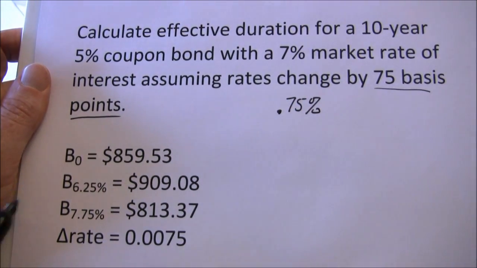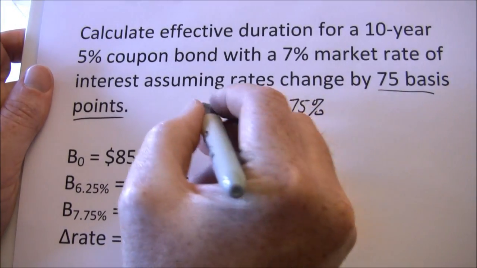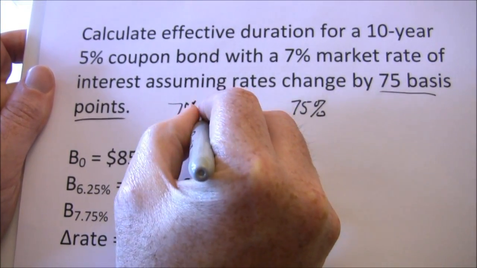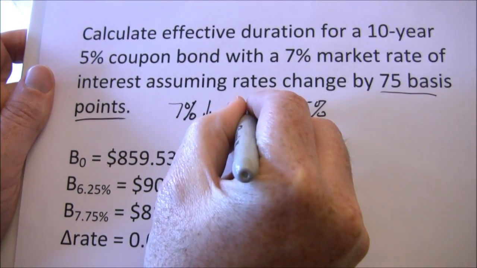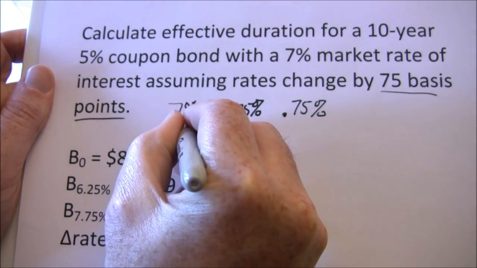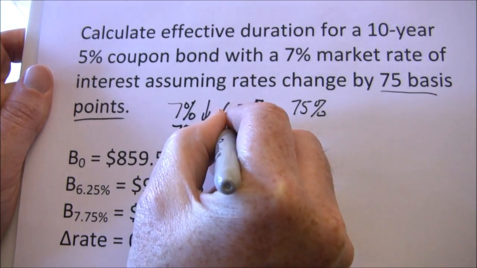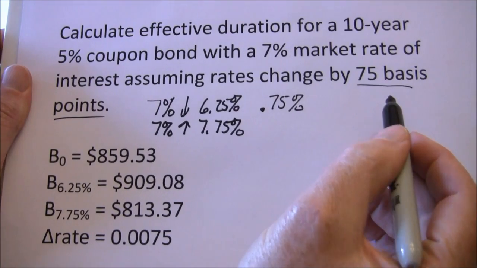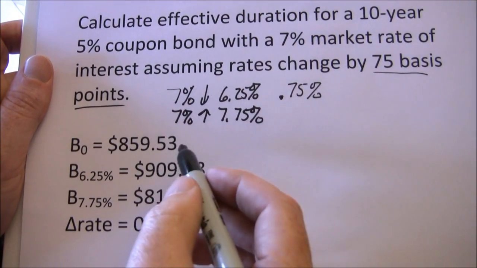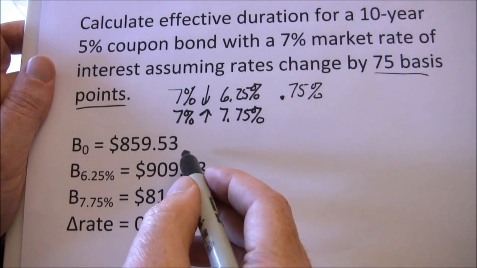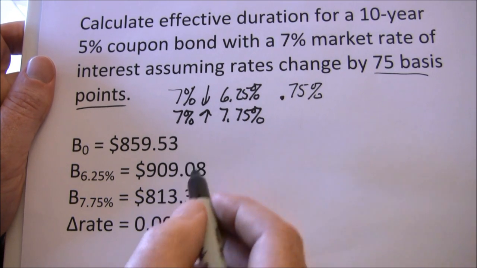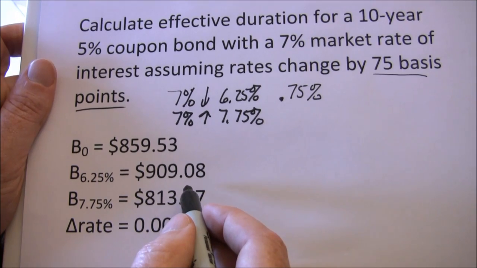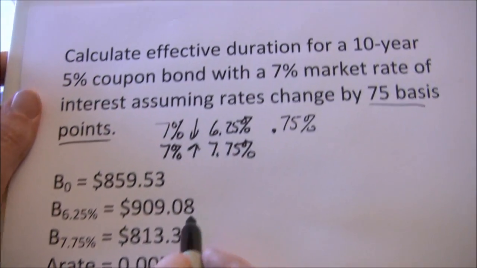0.75%. So we're looking at interest rates going from 7% down to 6.25% and 7% going up to 7.75%. That's what that 75 basis points is telling us. So our original bond price was $859.53. I calculated the bond price at 6.25%. That was just a 5-key approach.